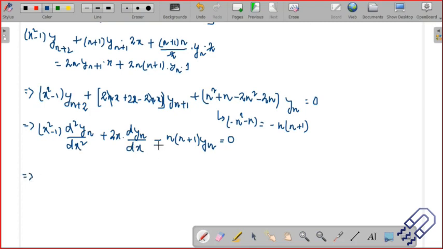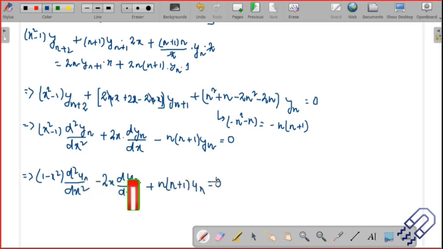We can actually get rid of this minus and write it down in the Leibniz form. So if I take minus common everywhere, this will become (1 minus x square) d square yn divided by dx square, minus 2x dyn dx, plus n into (n plus 1) into y to the power n is equal to 0.